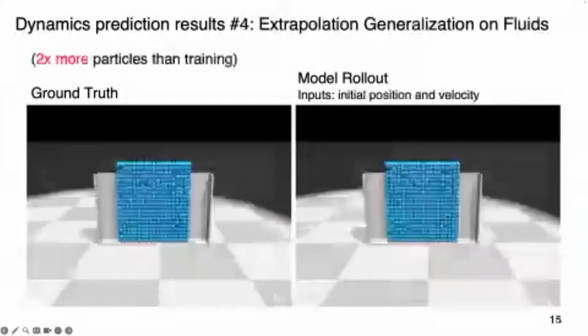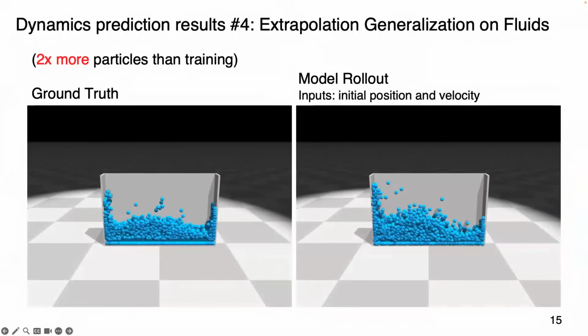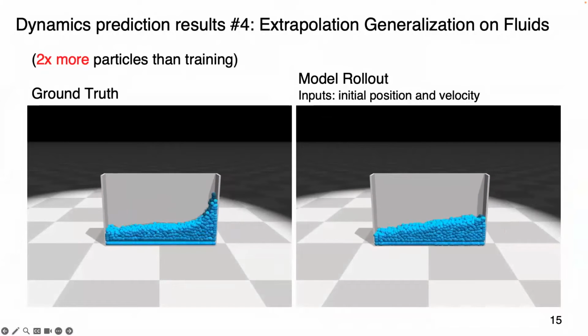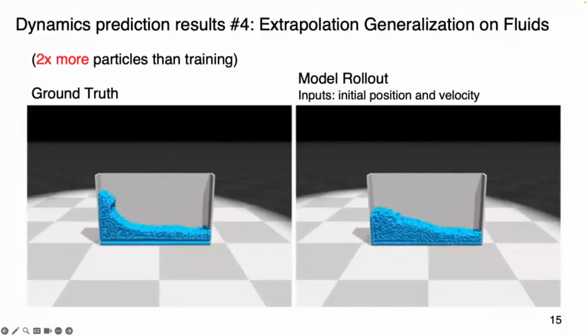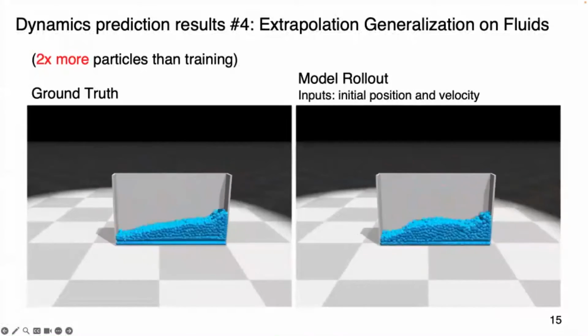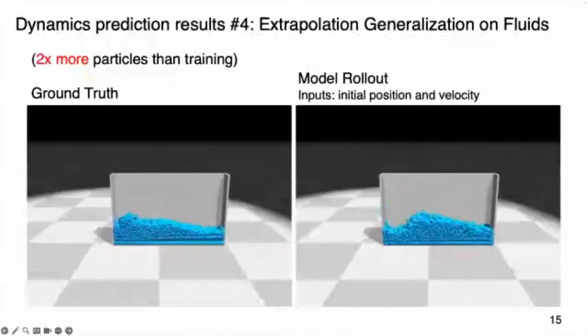As we have discussed before, all nodes share the same node encoder and all edges share the same edge encoder. So our system can naturally generalize to systems with more particles than during training. This example shows that our model can work in an environment containing 2 times more particles than during training. It is clear from the video that our model captures the wave of the fluid particles, and it can also maintain the density and incompressibility constraints of the fluids.